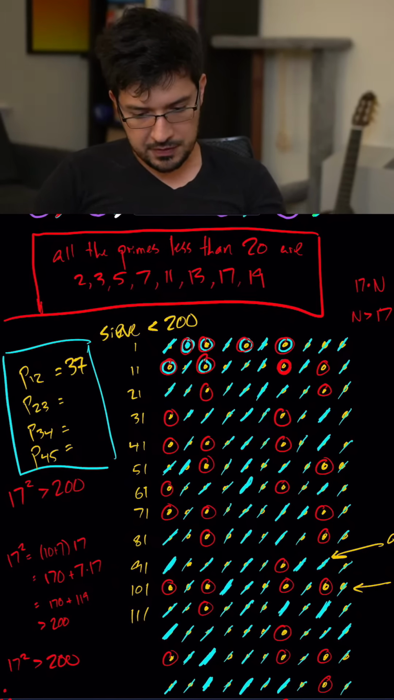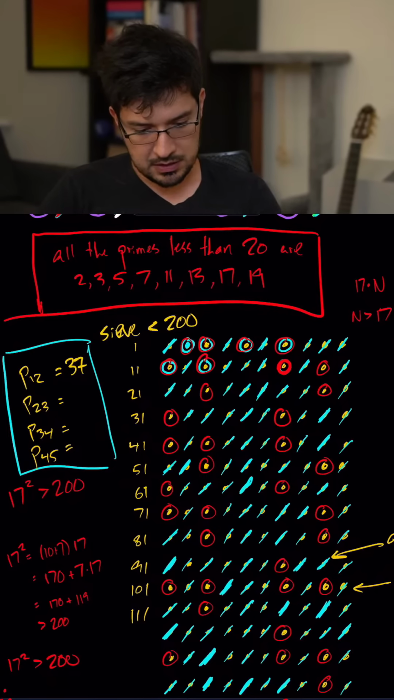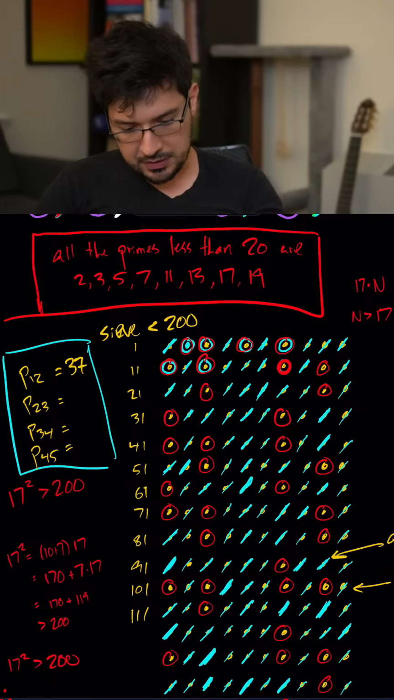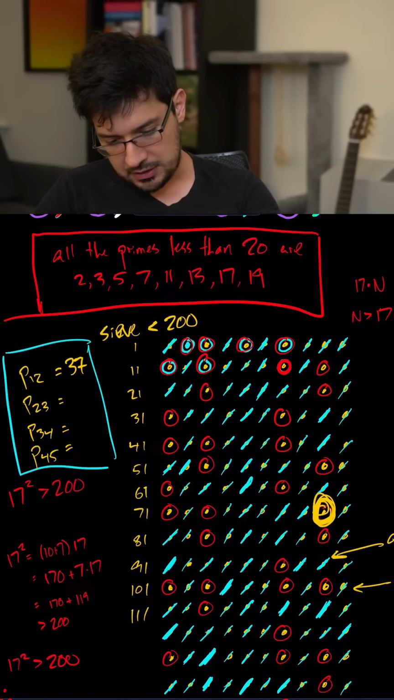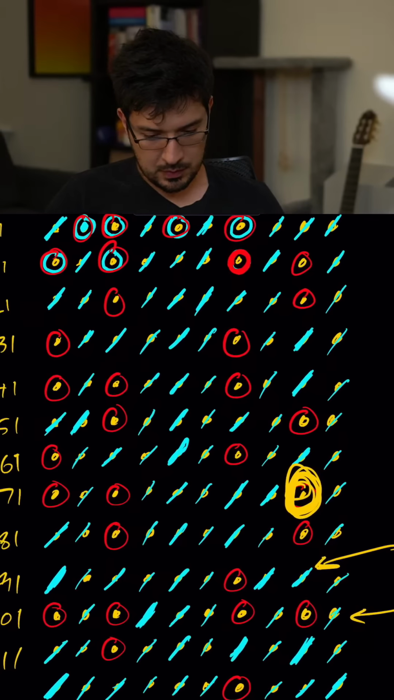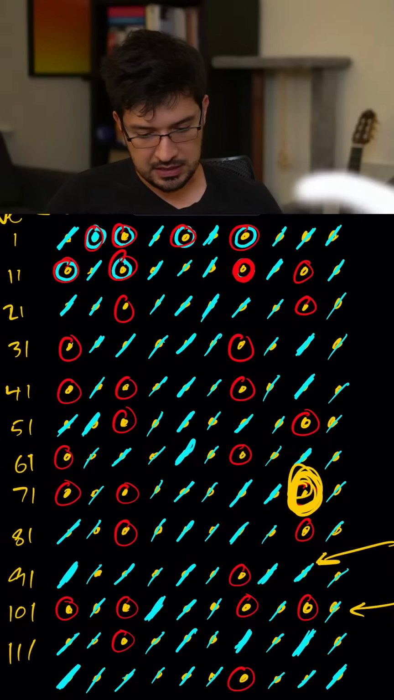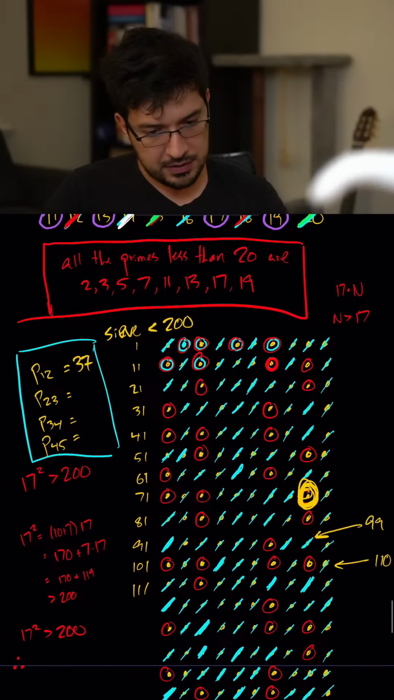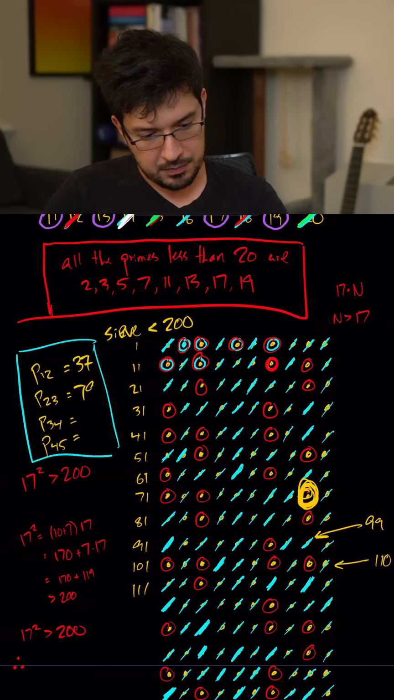13, 14, 15, 16, 17, 18, 19, 20, 21, 22, 23. This one right here looks like 79 is the 23rd prime.